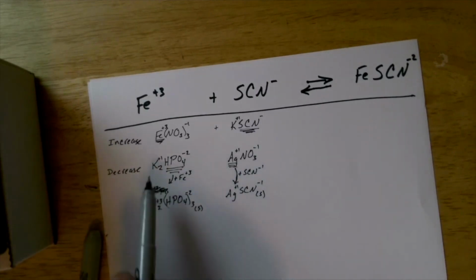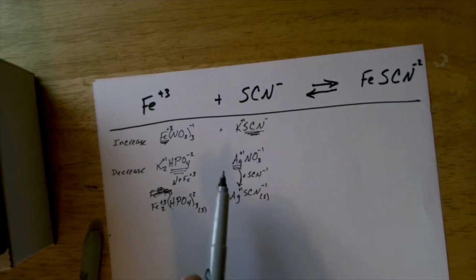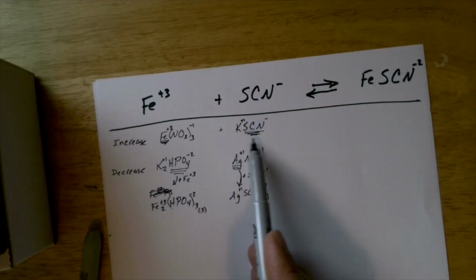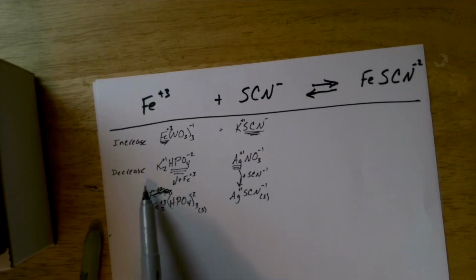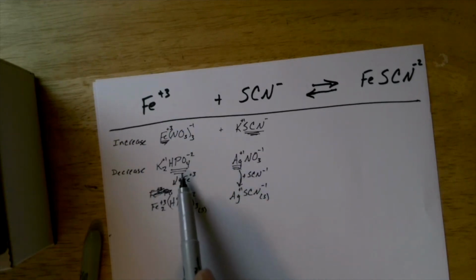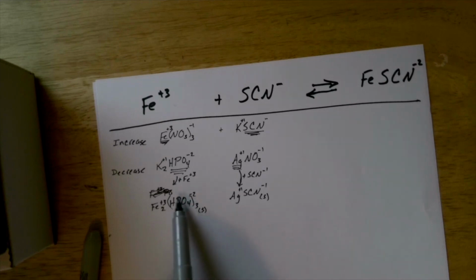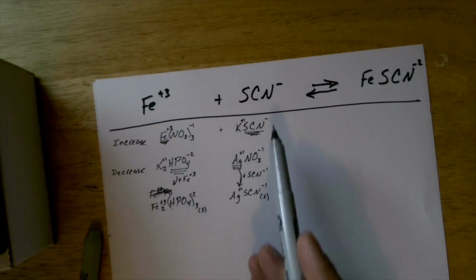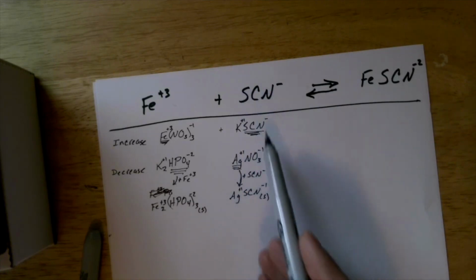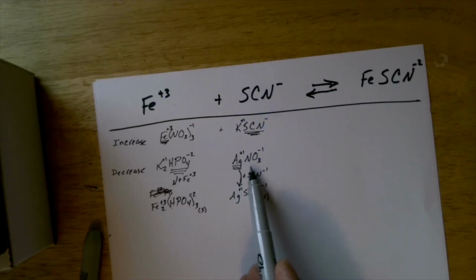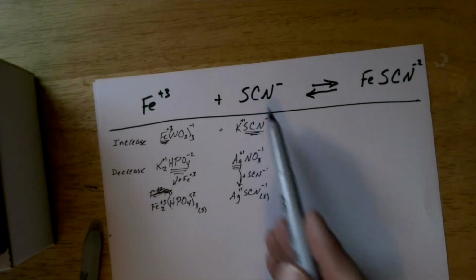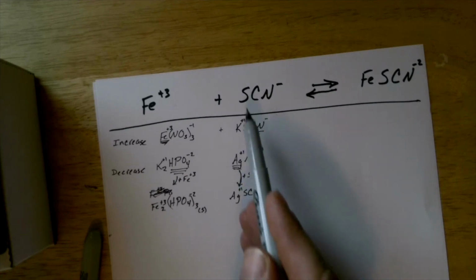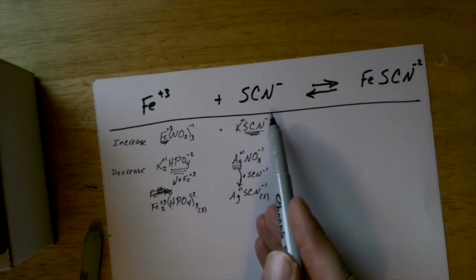So if you want to increase the amount of iron, you add more ferric nitrate. If you want to increase the amount of thiocyanate, we add potassium thiocyanate. If you want to decrease the amount of iron, we add potassium hydrogen phosphate, which basically pulls out the iron. If I want to decrease the amount of thiocyanate, I can add silver nitrate, and the silver will bond to the thiocyanate, making silver thiocyanate. So basically, it's like ripping these things out of place here.